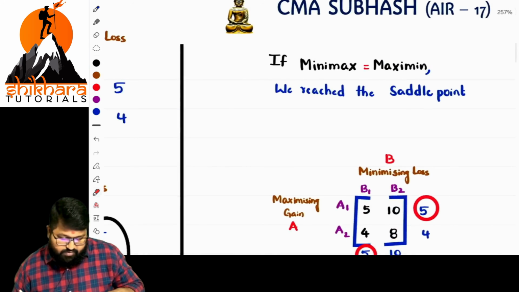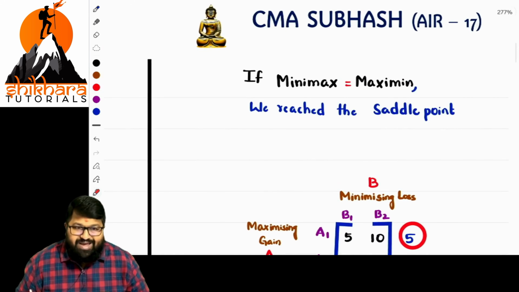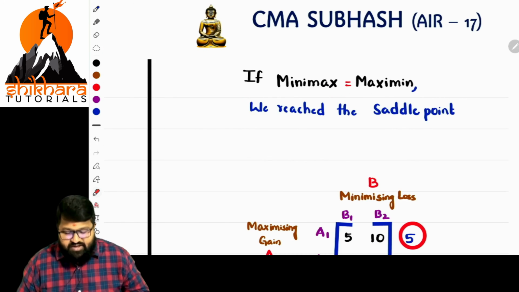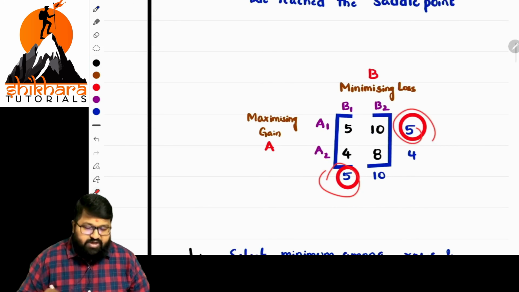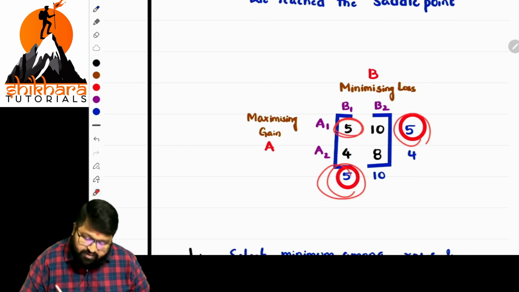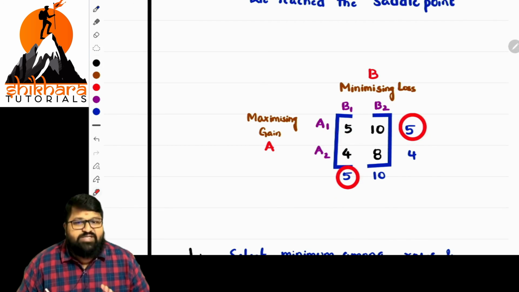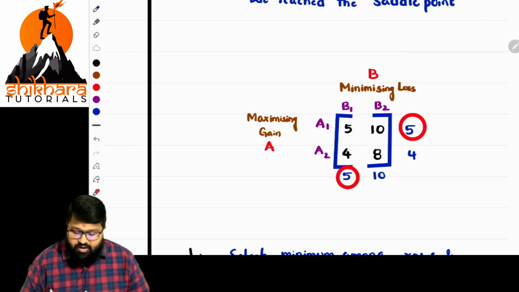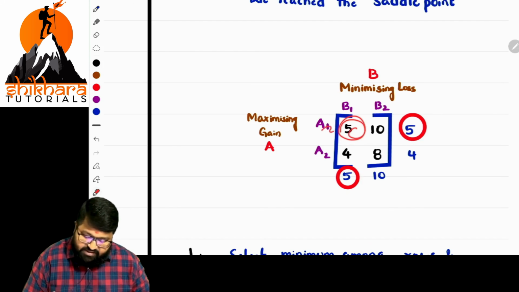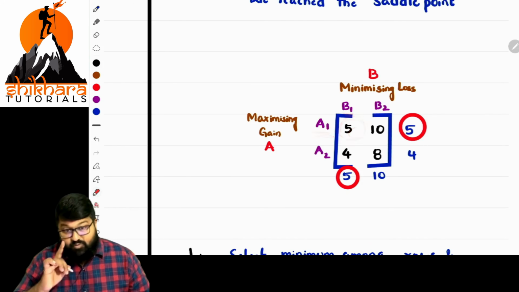Now, next. If minimax is equal to maximin, what is the situation? We reach the saddle point. So here we reach the saddle point, both are equal. Here we got a 5. This 5 is the value of the strategy, the value of the problem, the value of the game. And what is the strategy we are having? The strategy is A1, B1. That is the most important aspect.